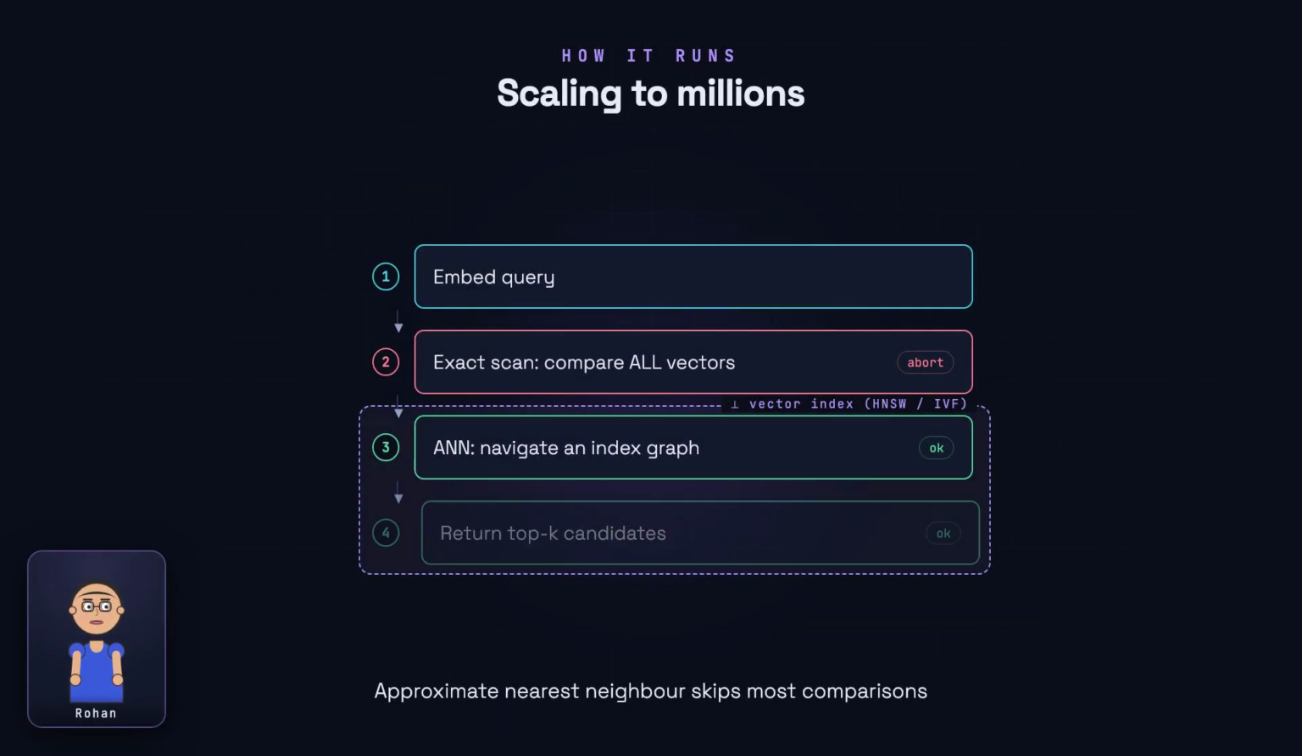Comparing the query against every vector works for a few thousand chunks, but not millions. So vector databases use approximate nearest neighbor search, an index that navigates toward the right region without checking everything. You trade a tiny bit of recall for enormous speed. That's the engine inside tools like FAISS or a managed vector store.